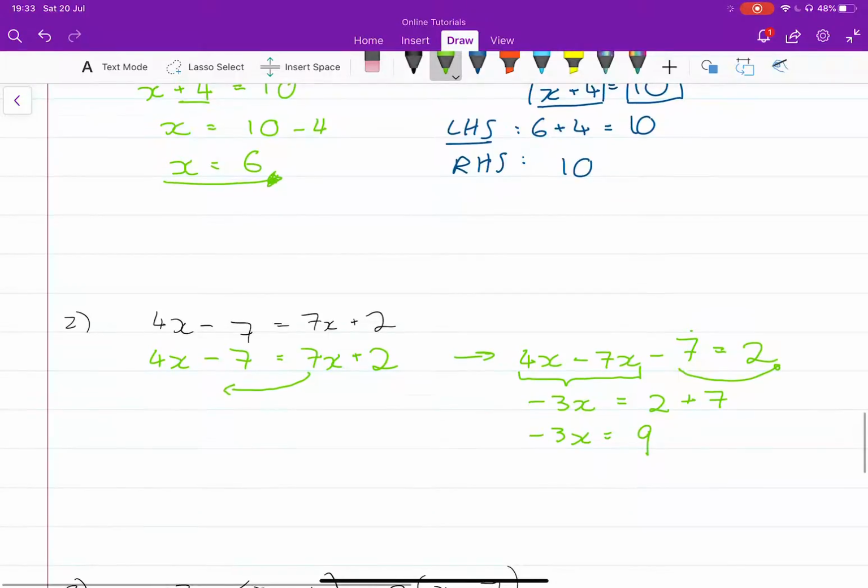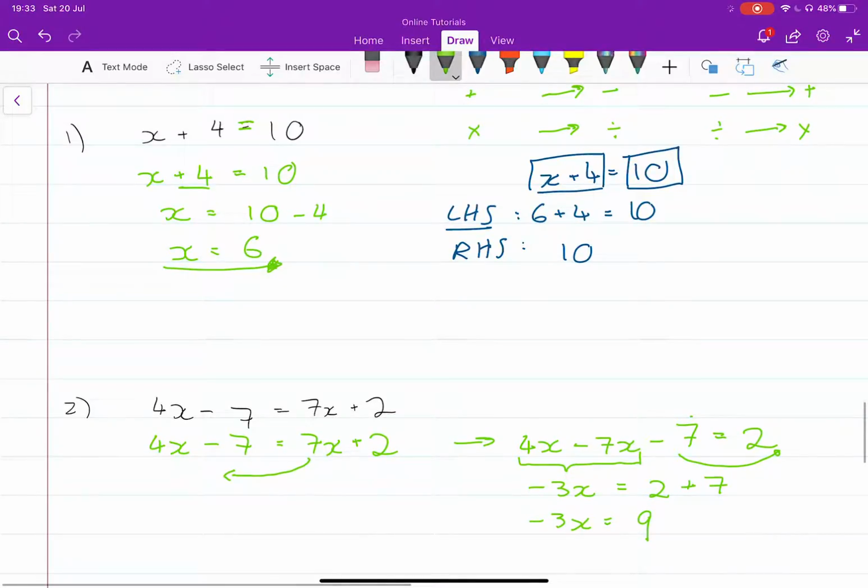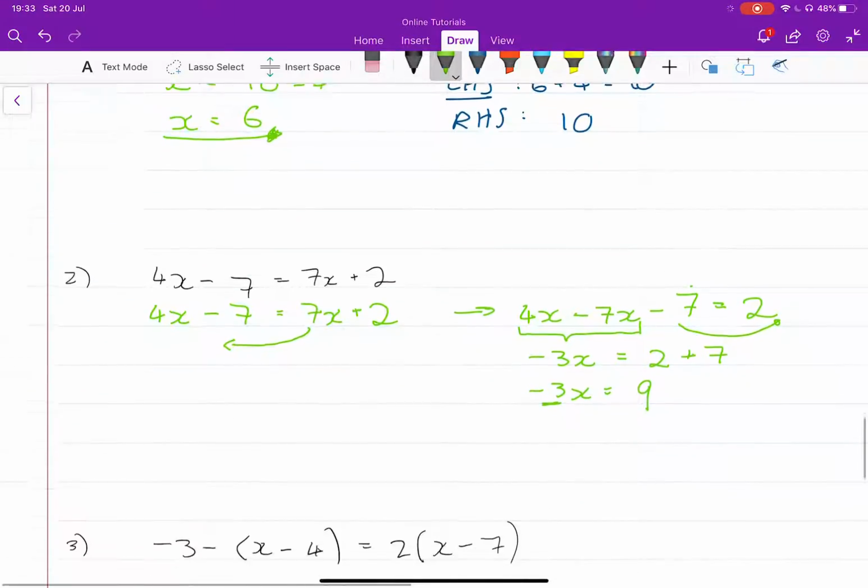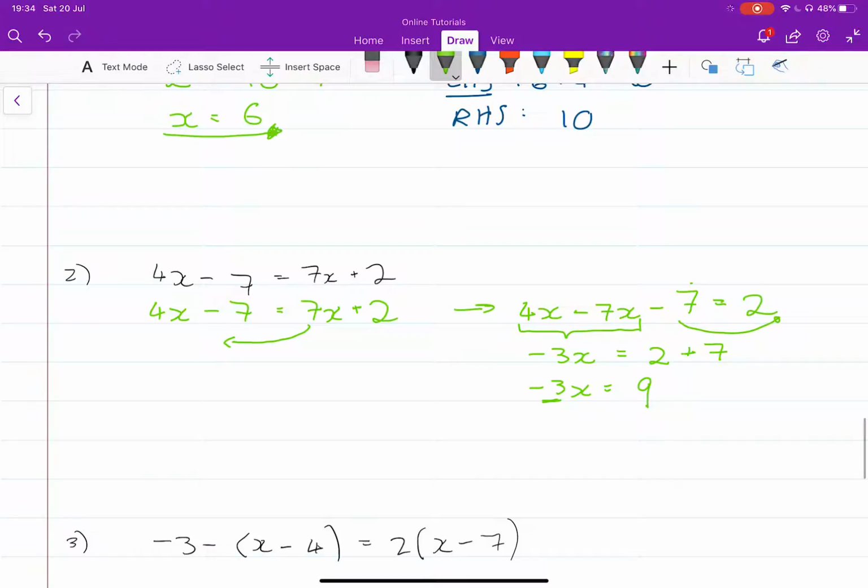So now we have a multiplication by 3 of the x. So when we take it to the left-hand side, it becomes a division. So let's divide it. So minus x equals 9 divided by 3, which is just equal to 3. And then let's divide both sides by a minus. So we get x equals minus 3.